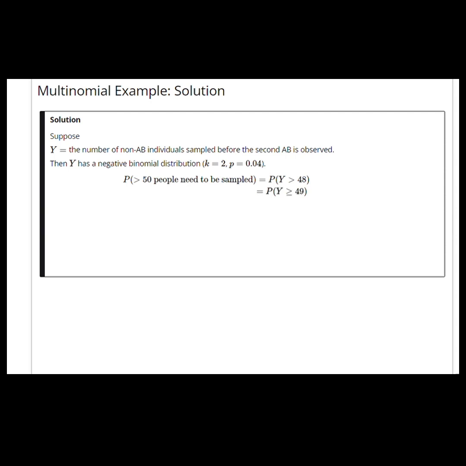We're asked for the probability that y is greater than 48, or greater than or equal to 49. For example, if y is 49, that's the number of non-AB individuals sampled before the second AB, then there must have been at least 49 plus 2, or 51 individuals sampled.